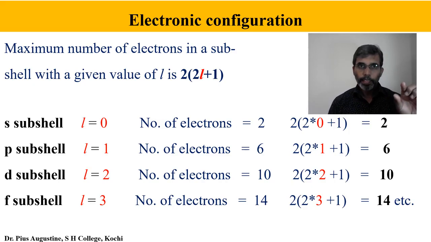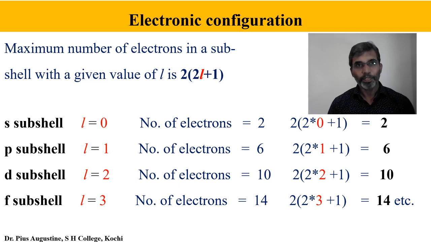Then another gradation you may note: for l equal to 0, there are 2 electrons. l equal to 1, there are 6 electrons. l equal to 2, 10 electrons. l equal to 3, 14 electrons. l equal to 4, 18 electrons.